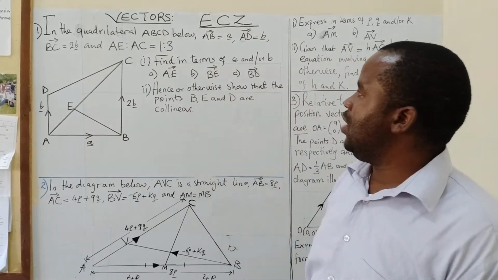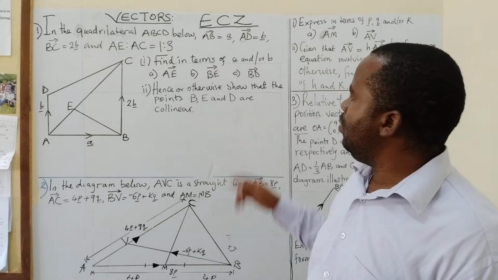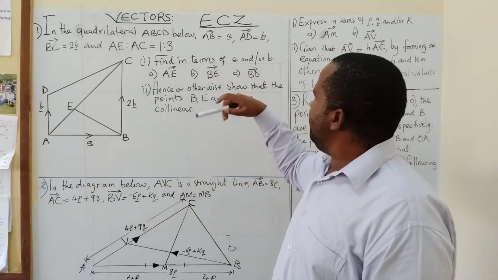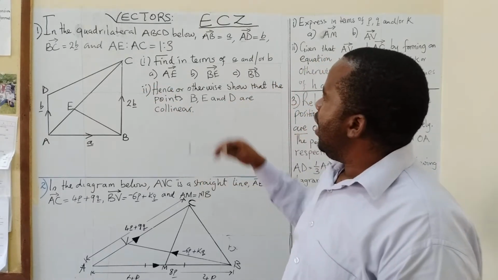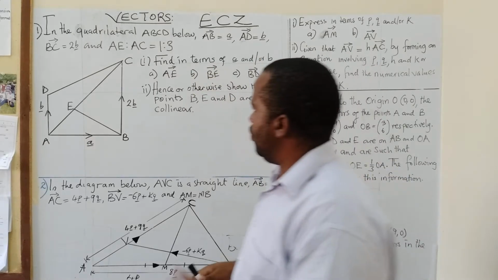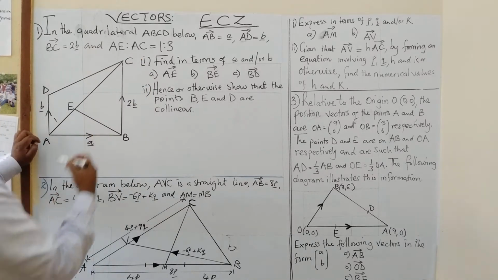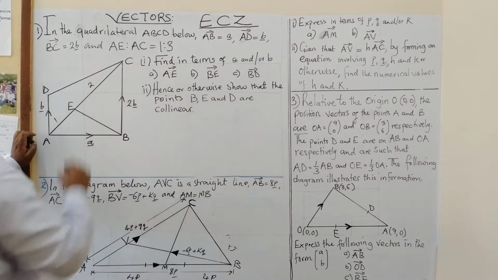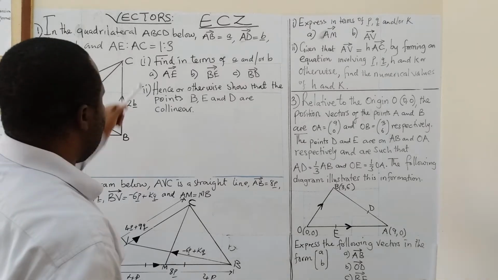So in the first question we are saying, in the quadrilateral ABCD below, AB is the vector a, AD is b, BC is 2b, and AE to AC is 1 to 3. So here it is 1, and from A to C it is 3, meaning that from E to C you're going to say 3 minus 1, so here you have got 2. Okay.